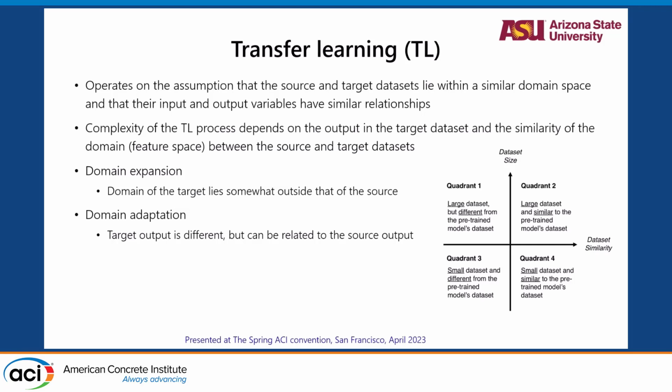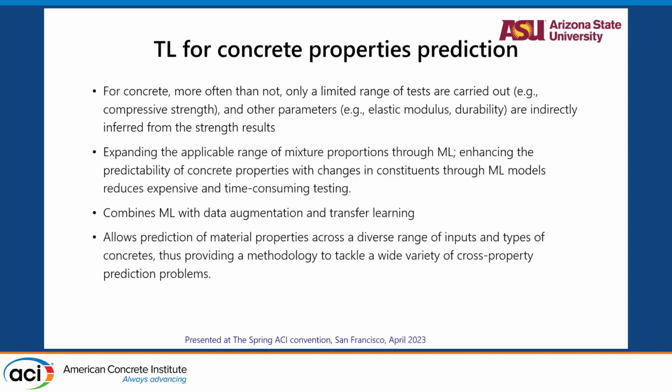So one is domain expansion, the other is domain adaptation. Target output is different, but you can relate it to the source input. Again, trying to reiterate the idea that for concrete, more often than not, you carry out only a limited range of tests. Again, domain adaptation. I do everything for strength. You know strength is related to durability, but is there a linear relationship between strength and durability? All types of durability that a machine learning model can learn from? Probably not. If I have limited data on durability, can I now extrapolate it?